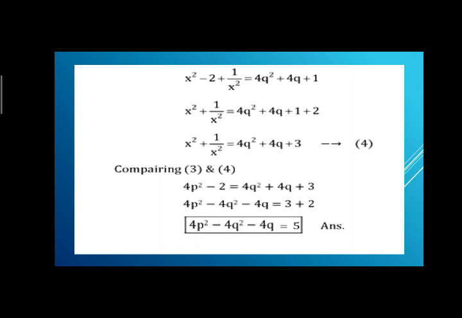Now comparing both equations 3 and 4, we have the answer, that is 4q square plus 4q plus 3 is equal to 4p square minus 2, or we say that 4p square minus 4q square minus 4q is equal to 3 plus 2. Now adding 3 plus 2 becomes 5. So your answer, after the comparison or eliminating the variable x by using the formula method, is 4p square minus 4q square minus 4q is equal to 5.